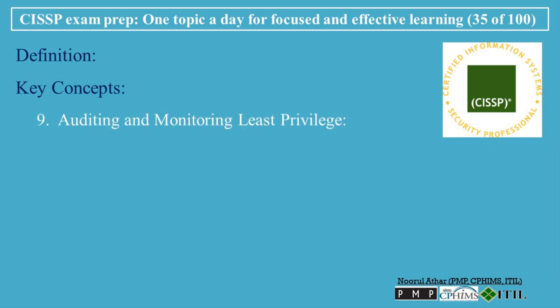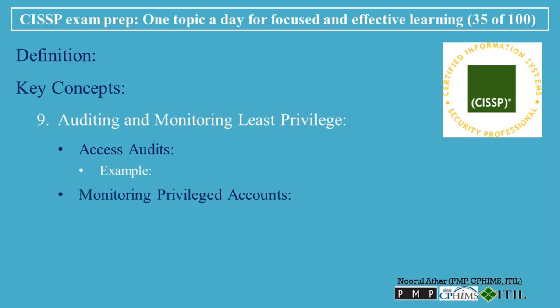9. Auditing and monitoring least privilege. Access audits. Regularly auditing who has access to critical systems and data ensures that users maintain only the privileges they need. This helps identify and eliminate excessive or outdated privileges. Example: conducting quarterly reviews of access logs to verify that only authorized users have access to sensitive customer data.